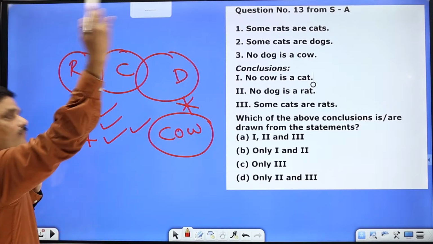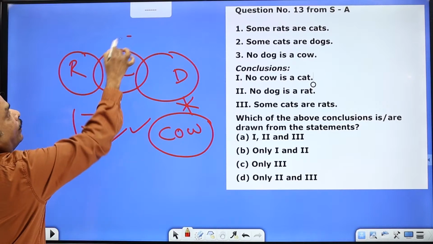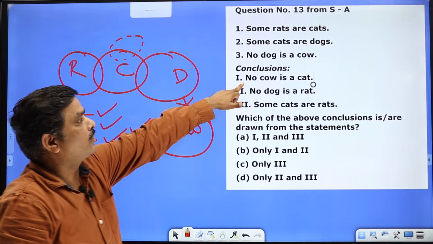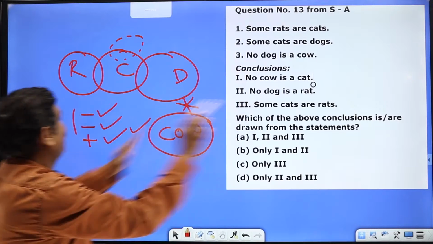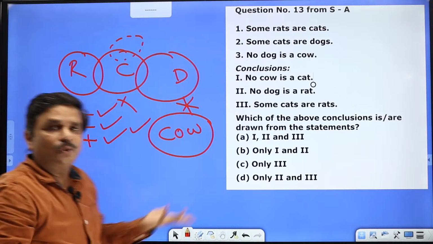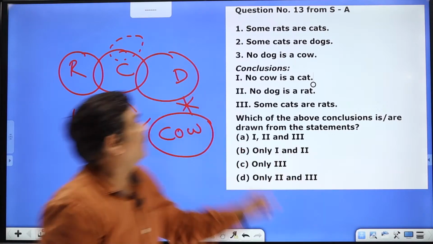Yes, in one of the alternate diagrams, this cow can be drawn in this way. We can draw like this. That means I can prove the negation of this one at one place, right? For that reason, it is wrong. Once it is wrong, even if it is right 1,000 times, it doesn't matter. This is a gone case.